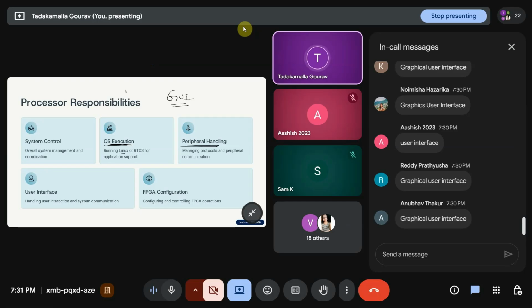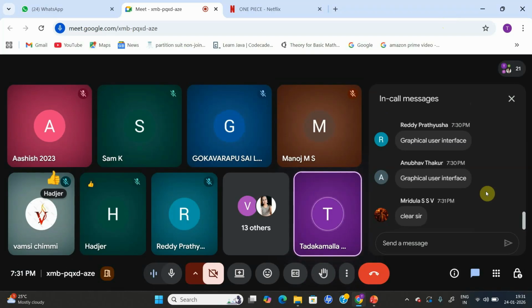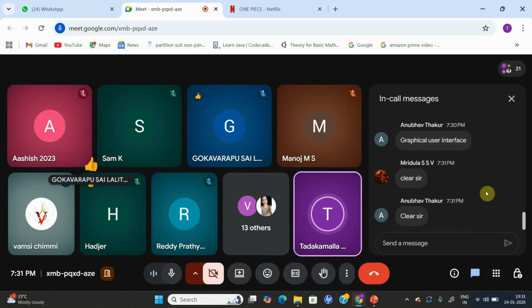So is it clear for everyone? Any doubts or any queries about your introduction to the different categories of processors and different types of FPGAs?